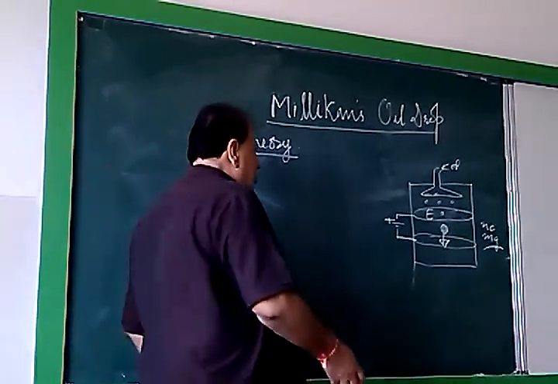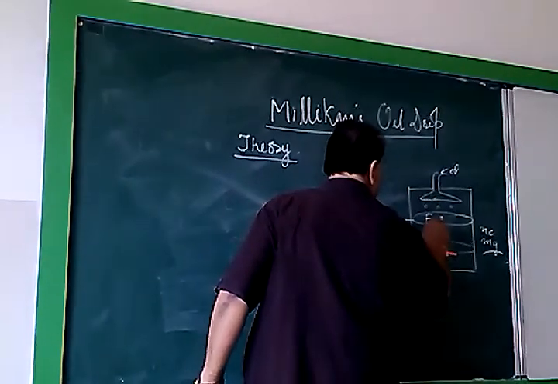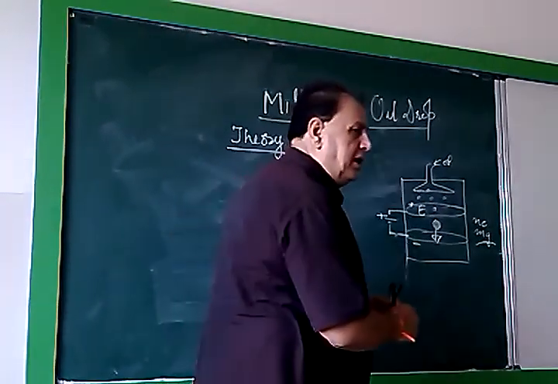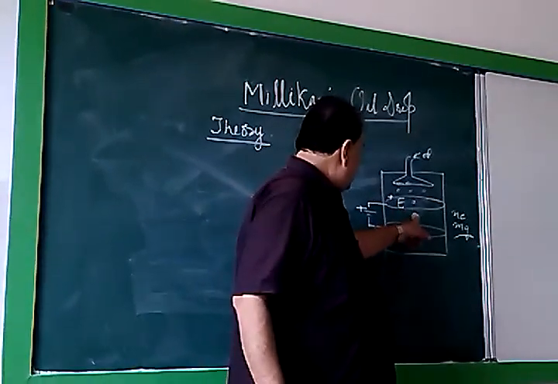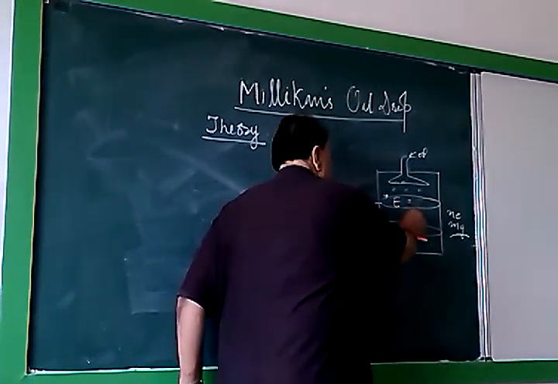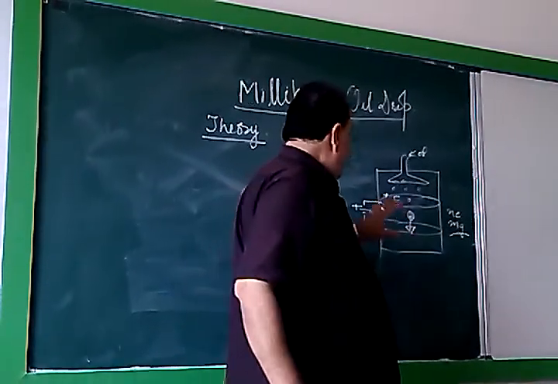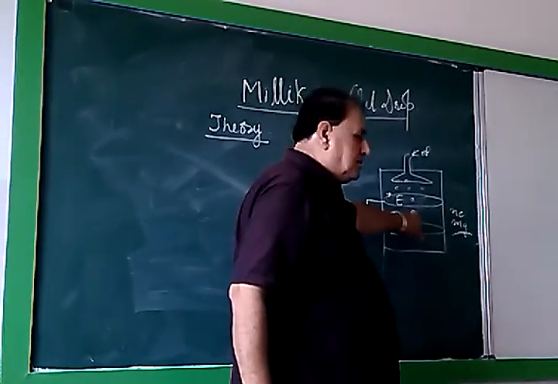And now I switch on this electric field here. This becomes positive, this becomes negative. So I apply a positive voltage here. What do we look for? This negative charge will be affected by this. Its speed will go on decreasing. So at a particular point, I apply the voltage and I make it suspended.